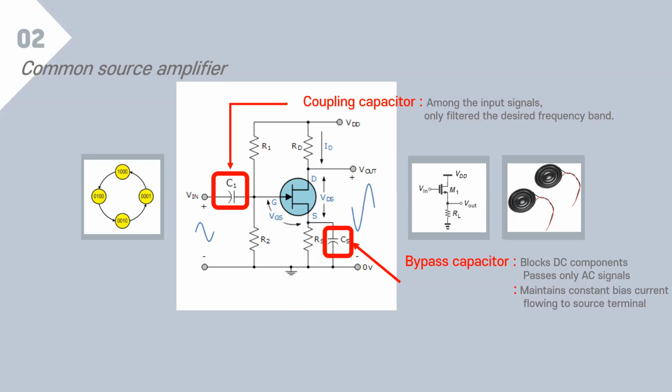The bypass capacitor blocks DC components, passes AC signals only, and maintains a constant bias current flowing to the source terminal.